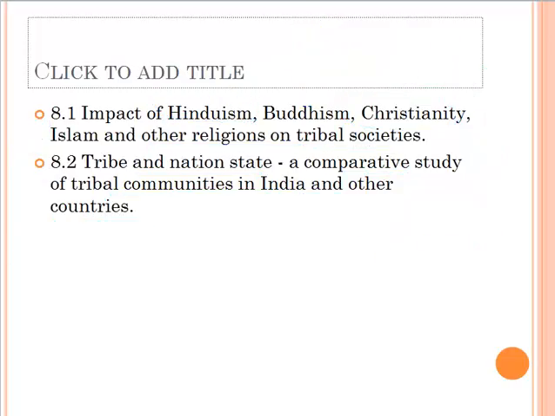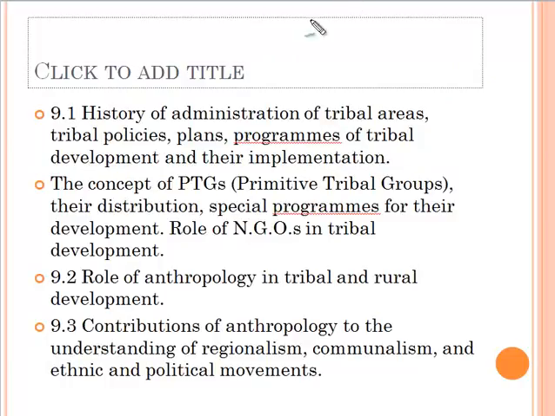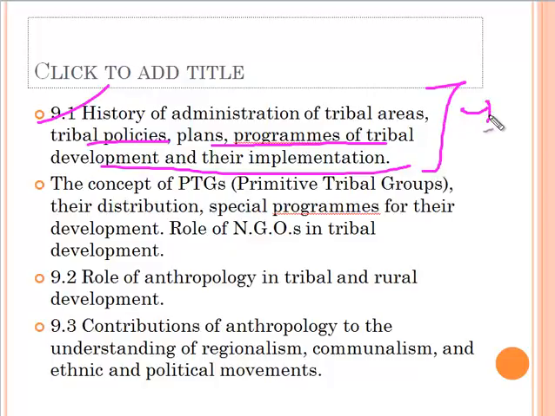Then this is the last chapter in paper 2: history of administration of tribal areas, tribal policies, plans, programs of tribal development and their implementation. For example, there is the tribal sub plan. According to it, there should be equitable budget allocation for the tribal people. If the tribal population in India according to the 2011 census is 8.6%, then out of the general budget, 8.6% should be allocated to the scheduled tribe population plan. So it is called the tribal sub plan.